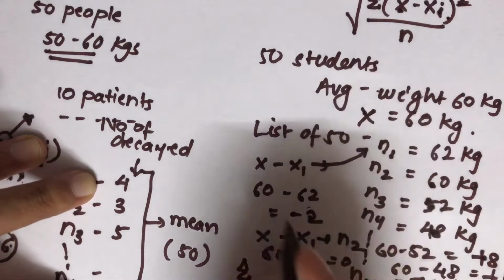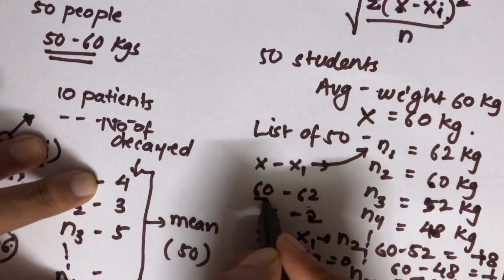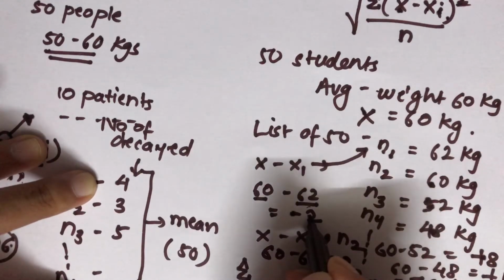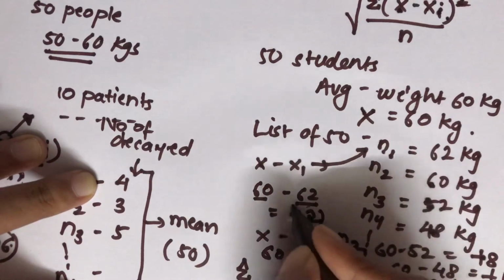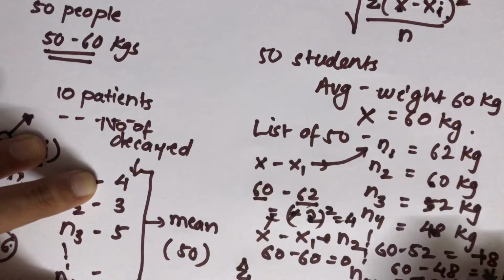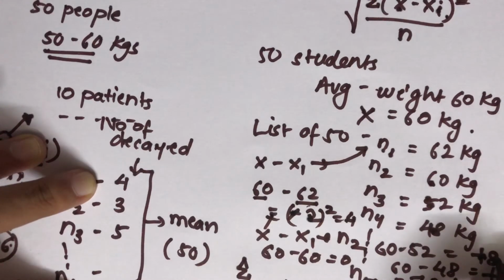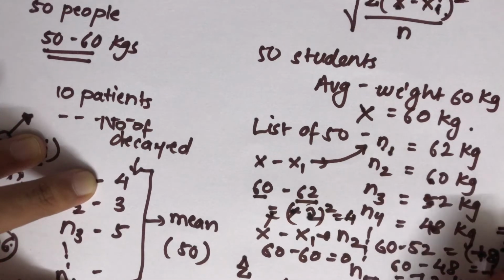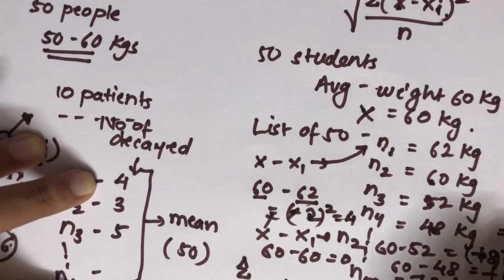Which you have got after subtracting the individual value from the mean. Over here we have seen it is minus 2, but minus 2 squared is 4, as the minuses cancel, so it is 4. Now it is plus 8, so plus 8 squared comes as 64. So like this you're going to calculate.